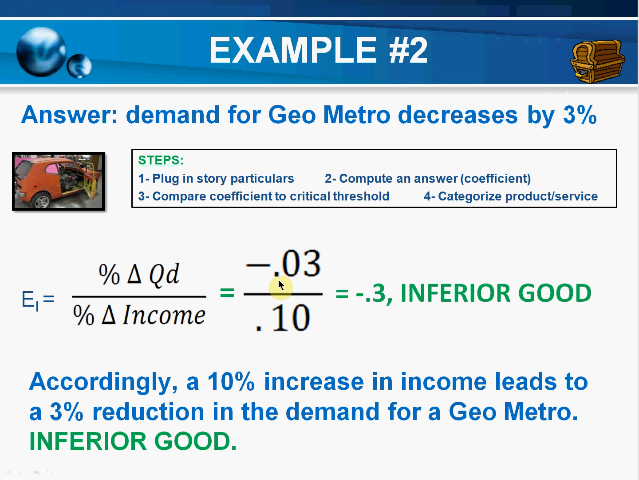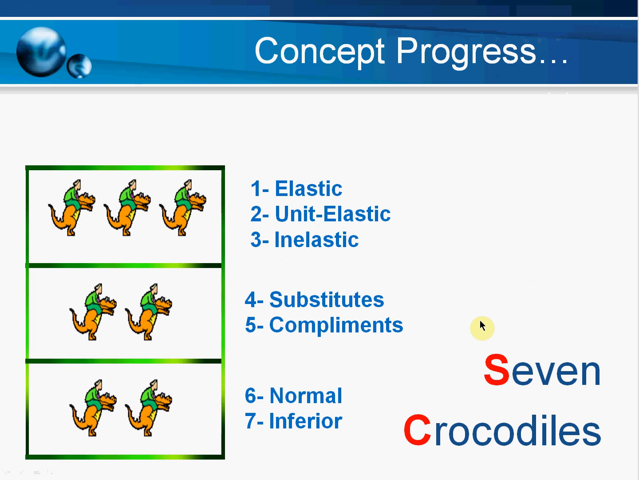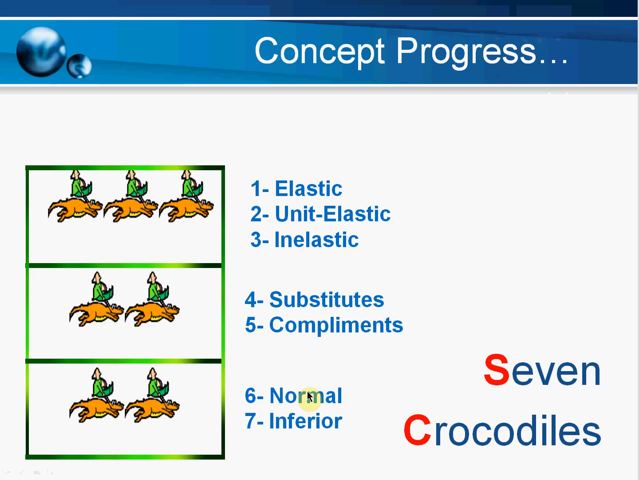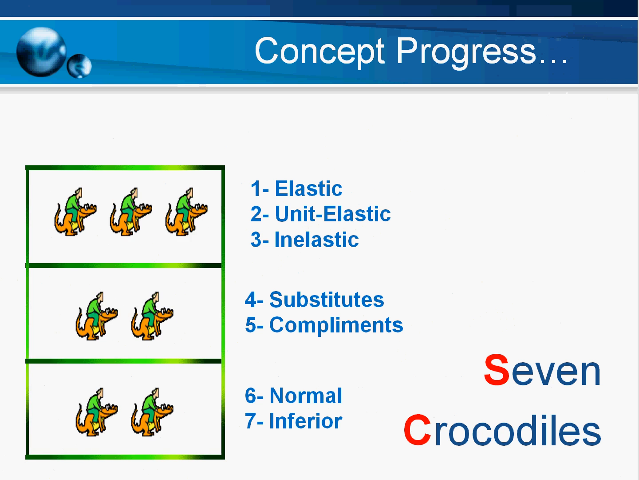That gives us, when we plug in these story particulars, a negative sign here, which is very telling, very important, because anytime you get any negative sign here at all, this tells us our coefficient will be negative, and the good will therefore be inferior. There we have it. We now have 7 ice crocodiles caged and the concepts understood. Let's move on to the remainder of the task.